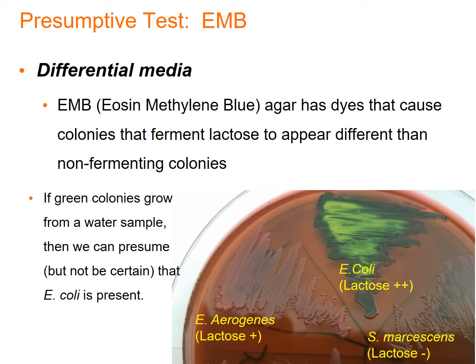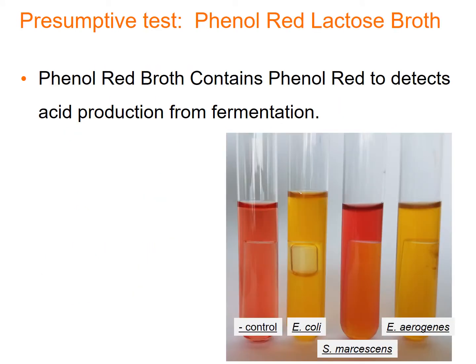E. coli again is the green one. The second presumptive test you did was to grow bacteria in phenol red lactose broth. Phenol red lactose broth contains lactose as a fermentable carbon source, and when lactose is fermented, it produces an acid that causes the phenol red pH indicator to turn color from red to yellow. Some bacteria, like E. coli, also produce gas during the fermentation process, and if that's the case, they form a bubble inside the tube, as we can see here in the second tube from the left.